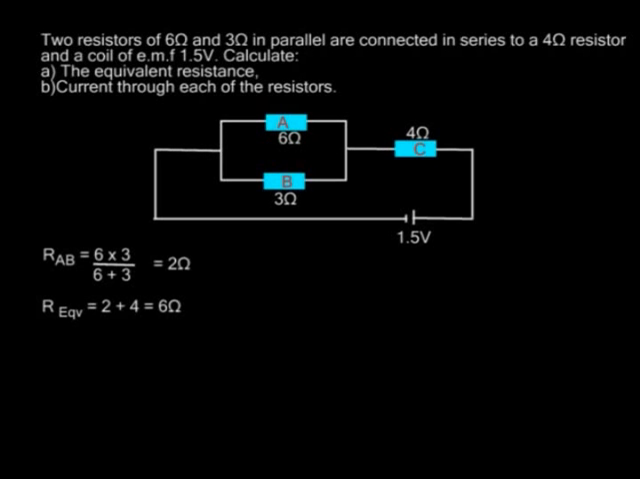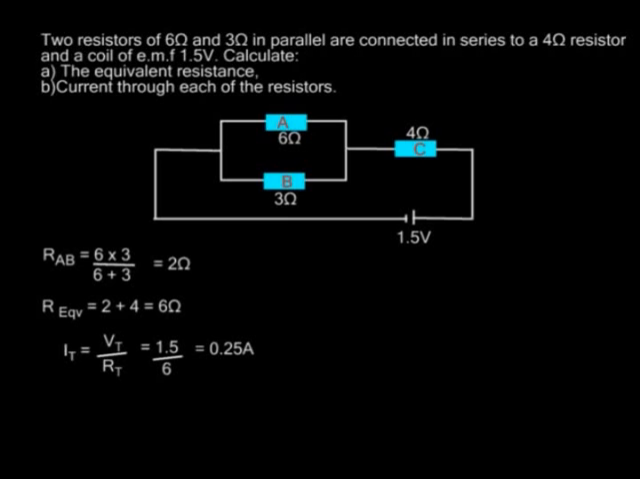B. Total current flows through the 4 ohm resistor. Therefore, IT is equal to VT over RT, which is equal to 1.5 over 6, which is equal to 0.25 amps.